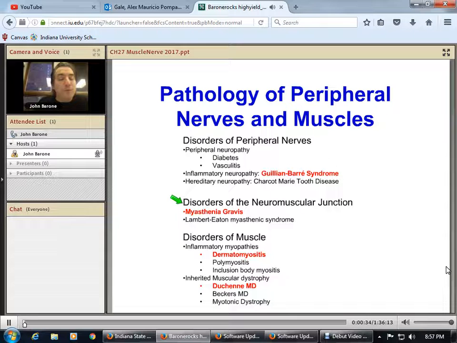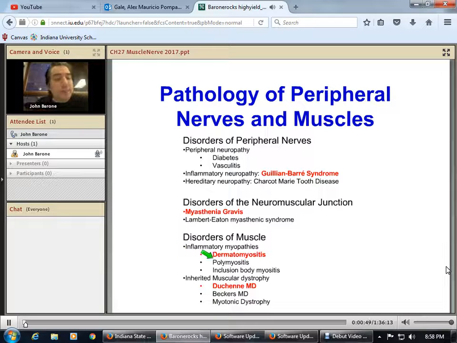Now then we're going to move to the neuromuscular junction. Here we have two things, myasthenia gravis, which is super high yield, and every once in a while they ask about Lambert-Eaton, which is usually associated with lung cancer. So you give some points that way. And then finally we'll finish up with disorders of muscle.